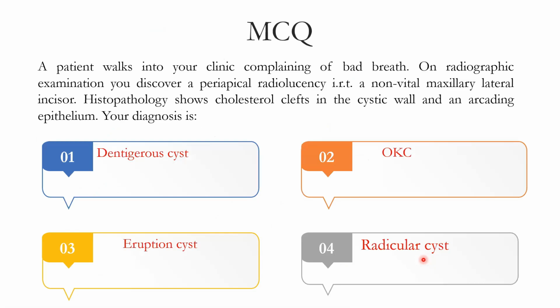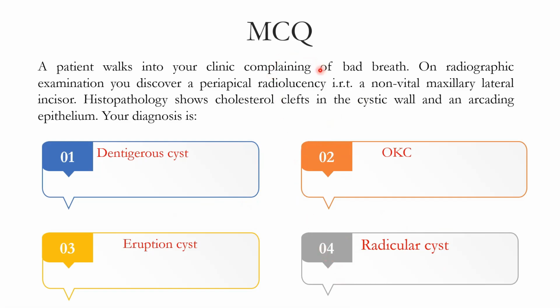So let's talk about the multiple choice question which could be asked. The stem is that the patient walks into your clinic complaining of bad breath, and on radiographic examination you discover a periapical radiolucency in relation to a non-vital maxillary lateral incisor. Histopathology shows cholesterol clefts in the cystic wall and an arcading epithelium. Just now you have finished discussing the cyst, so you know that the answer is radicular cyst. But let's discuss the features which favor finalizing this option.